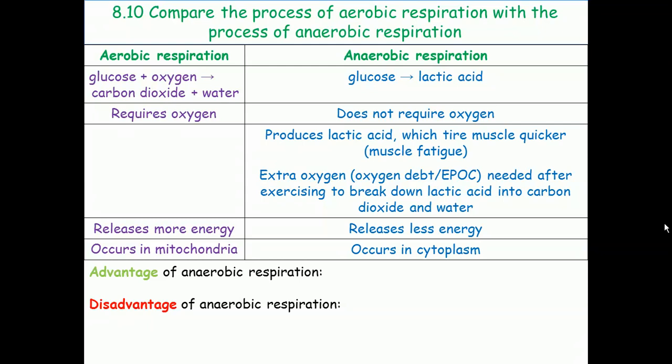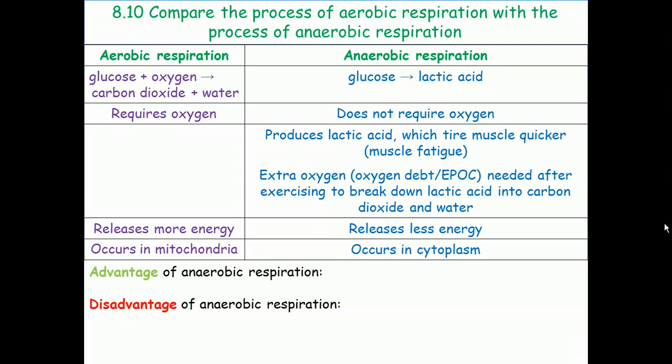And as I stated, anaerobic respiration doesn't require oxygen and it produces lactic acid. But the problem with the lactic acid, because it's acidic, is that it makes muscles tire a lot more quickly, and that's known as muscle fatigue. That's because it's affecting the enzymes in the muscles, specifically the ones involved in respiration, and because it's affecting them, muscle fatigue occurs.